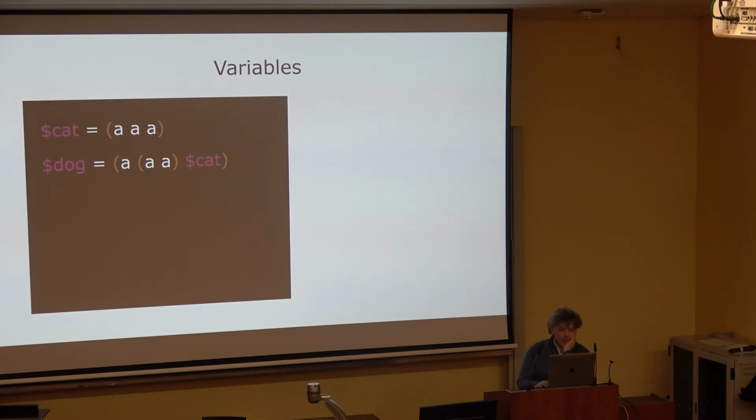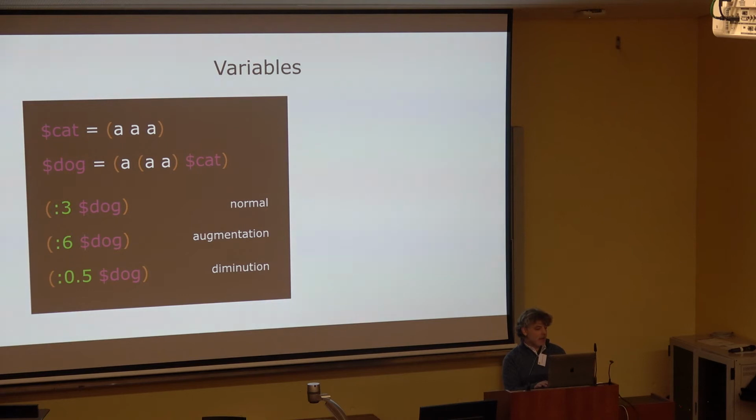Another thing we can do is variables. So here we have a triplet, cat, and we put it inside dog here. So we have quarter, 8 notes, and the triplet. And what's fun here is that after that, you can use a bigger expression to surround your smaller expression, and then you can use it to create augmentations and diminutions.